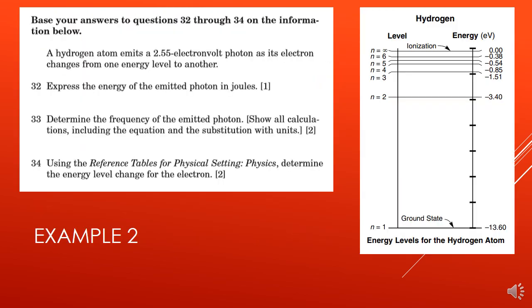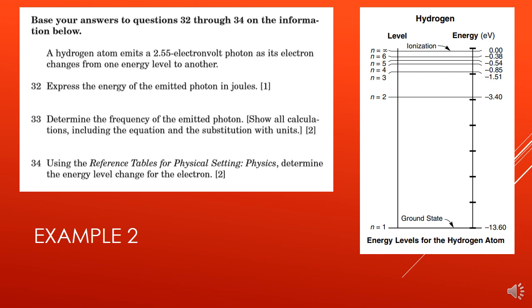So, more questions for the hydrogen atom chart. A hydrogen atom emits a 2.55 electron volt photon as its electron changes from one energy level to another. Express the energy of this emitted photon in joules. We have to use the conversion factor. Determine the frequency of the emitted photon.